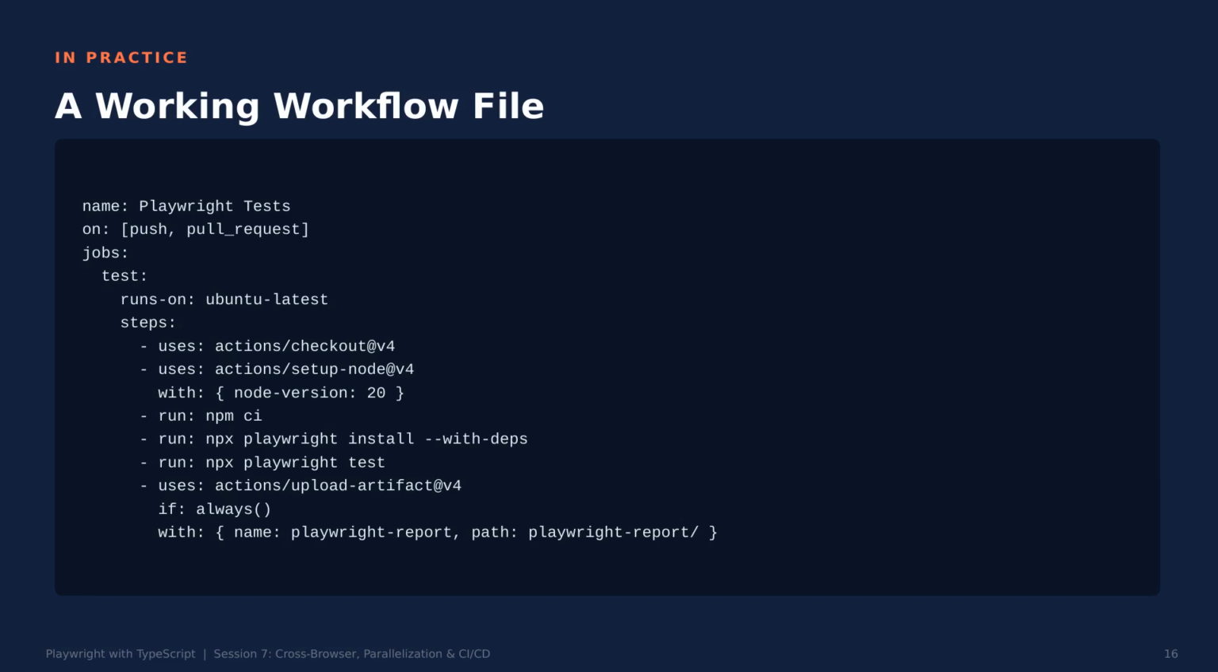Name, Playwright tests, triggered on push and pull_request. One job called test, running on ubuntu-latest. The steps: check out the code, set up node version 20, run npm ci for a clean install, run npx playwright install --with-deps to get the browser binaries, run npx playwright test, and then, using if: always(), upload the playwright-report folder as an artifact. And that if always part matters, because it means the report gets uploaded even when the tests actually fail, which is exactly when you need it most.